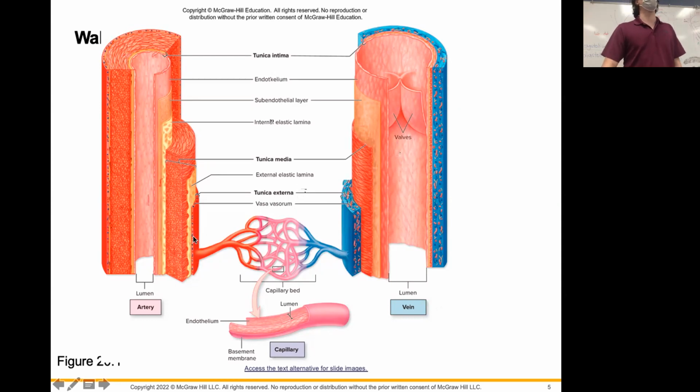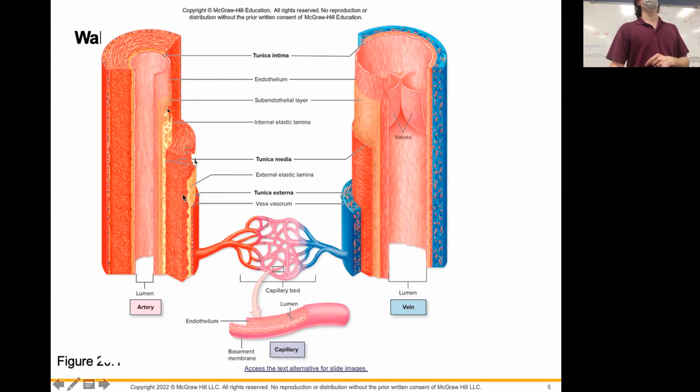In the artery, it's incredibly thin. In the vein, it's quite a lot thicker. Okay, this is basically going to be the outer sheath of the tissue. So the outer sheath of the tissue is this vasa vasorum. Okay. Now, underneath that, we're going to have the tunica media. The tunica media is going to contain both this layer of muscle and this layer of connective tissue. So we're going to have a layer of muscle and a layer of connective tissue.